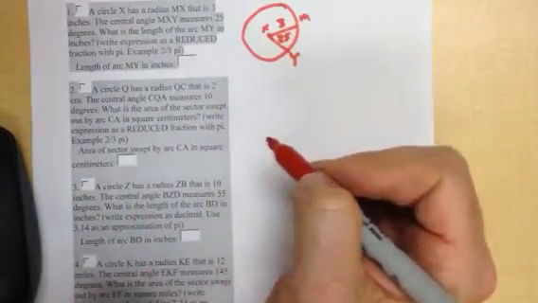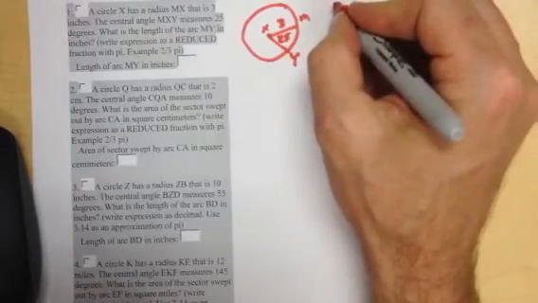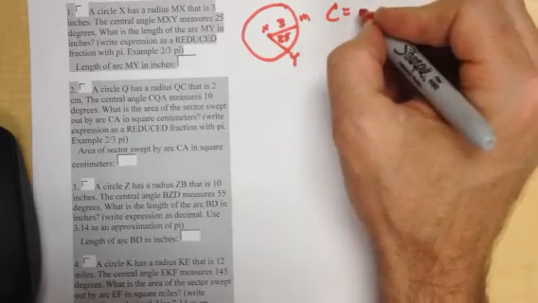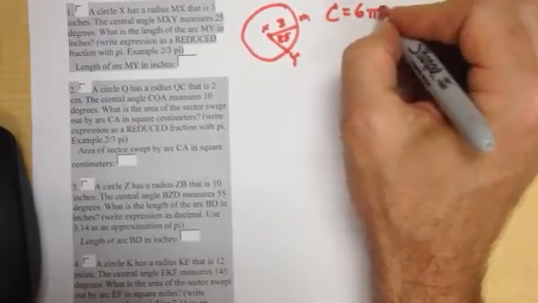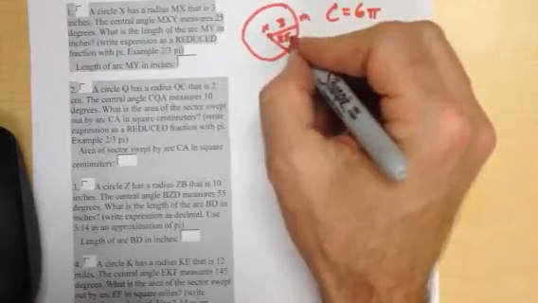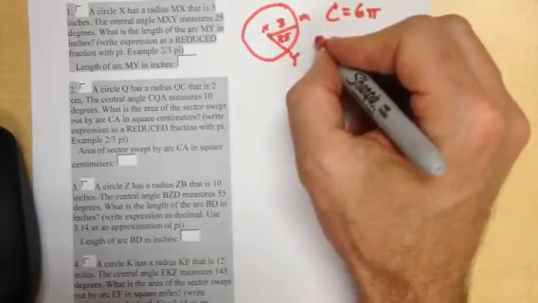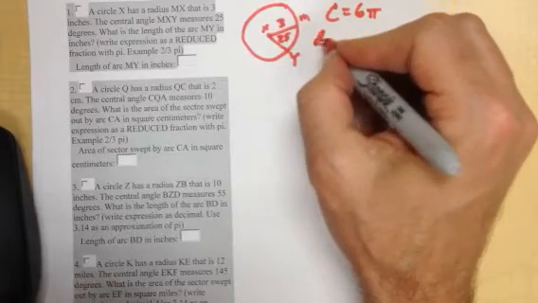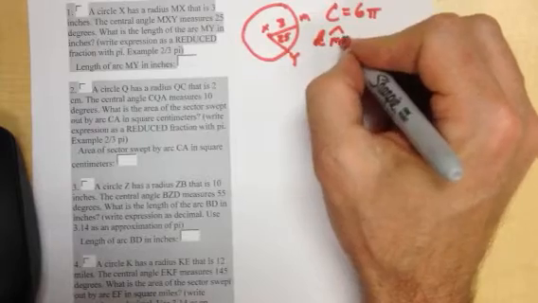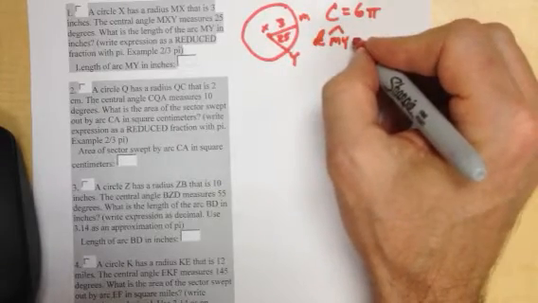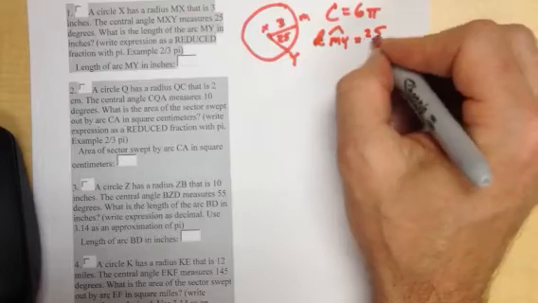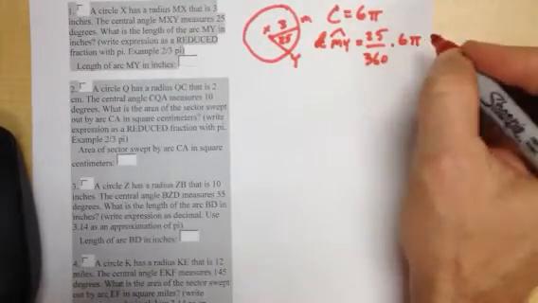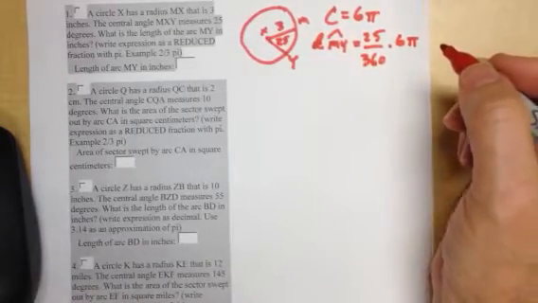So to do this, I'm going to first figure out the circumference, which is simply the diameter times pi, so that's 6 pi. And then this fraction of this is just 25 out of 360. So the length of MY is going to be 25 over 360. That's the fraction of the circle times 6 pi. So this is basically it, except there's a lot of reduction that has to happen here.